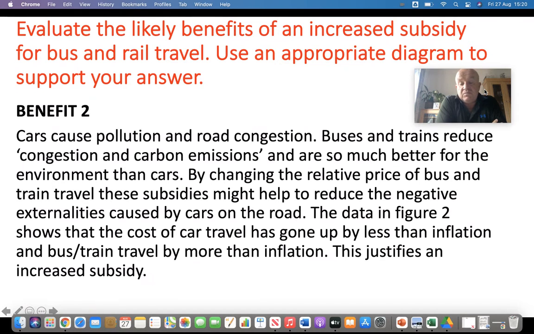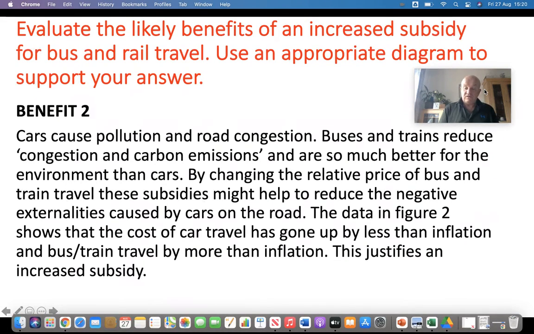And if you change the relative price of bus and train travel, that could reduce the negative externalities caused by cars on the road. And again, using the figures and the data that you've been provided on page 55 in your booklet, talking about that and how you can relate that information.